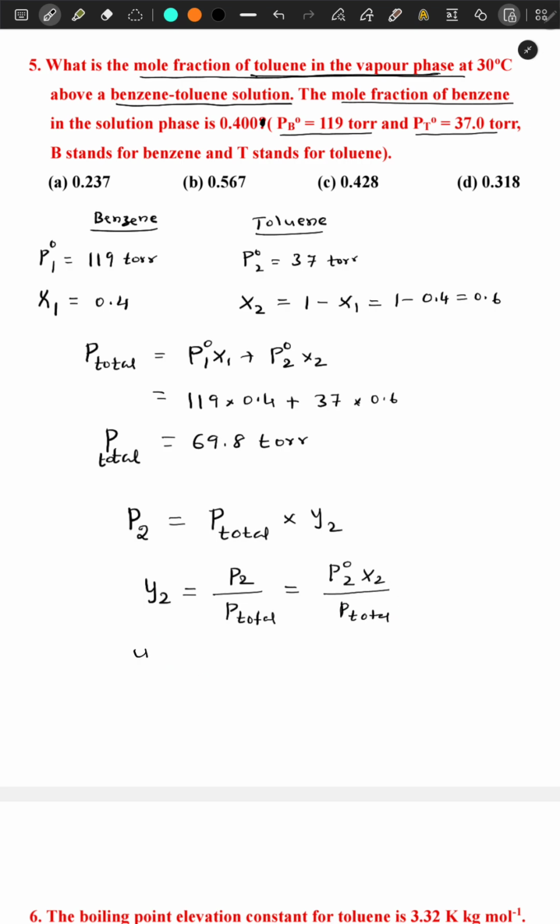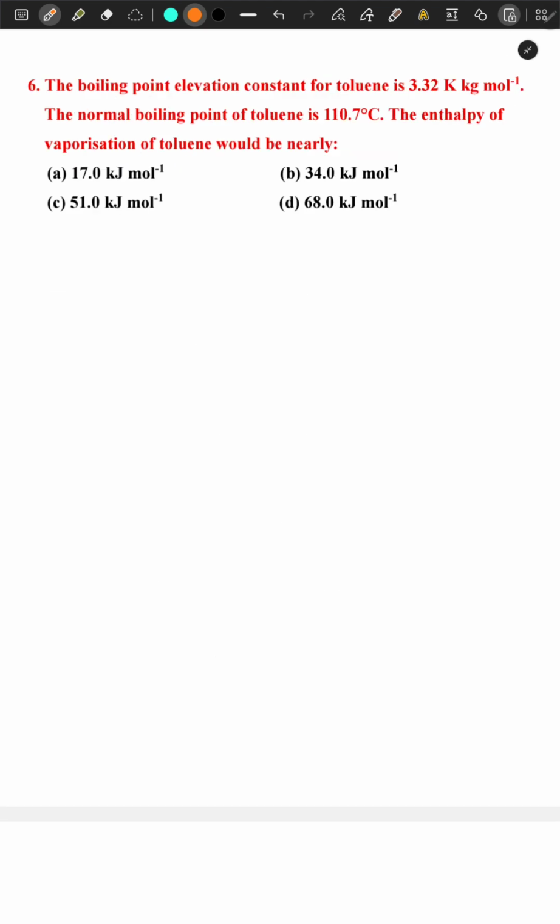So substitute that. What is the P naught 2 value? 37 into Chi2, that is 0.6, divided by P total, 69.8. So after simplification you will get 0.318. So this is the mole fraction of component 2, toluene, in vapor phase. So this answer is there in option 4. Therefore for question number 5, the correct option is the fourth option.